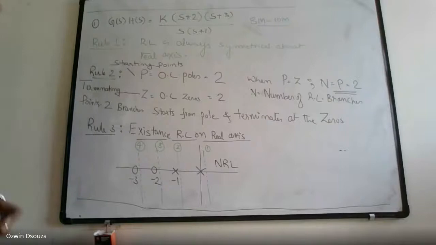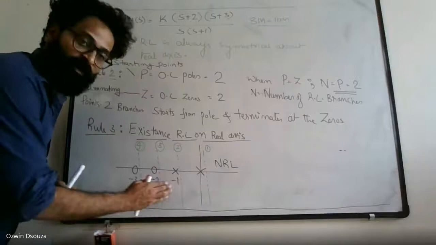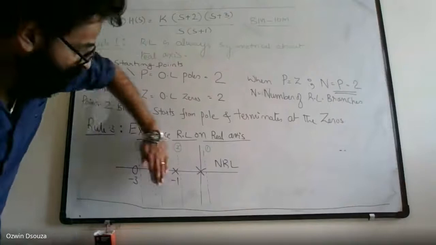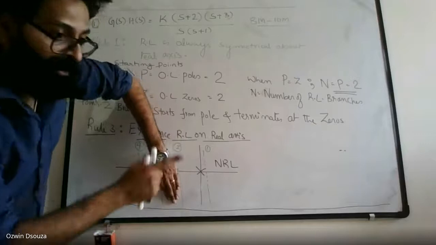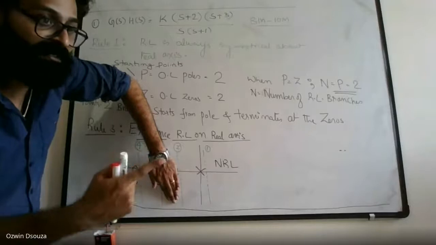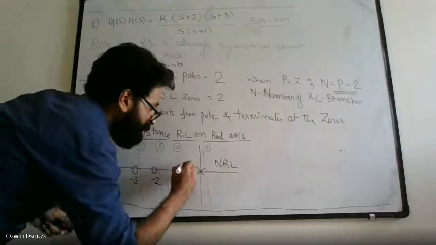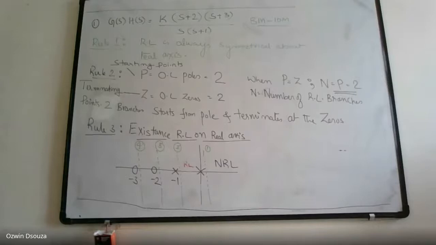All right. Now you can pay attention to the second root, which is essentially a pole. Cover this pole like this, and count how many roots are lying on the right hand side of section 2. Only one root, right? One is an odd number. So when you get an odd number, you say there exists a root locus. So between minus 1 and origin, there exists a root locus. All right. Done.